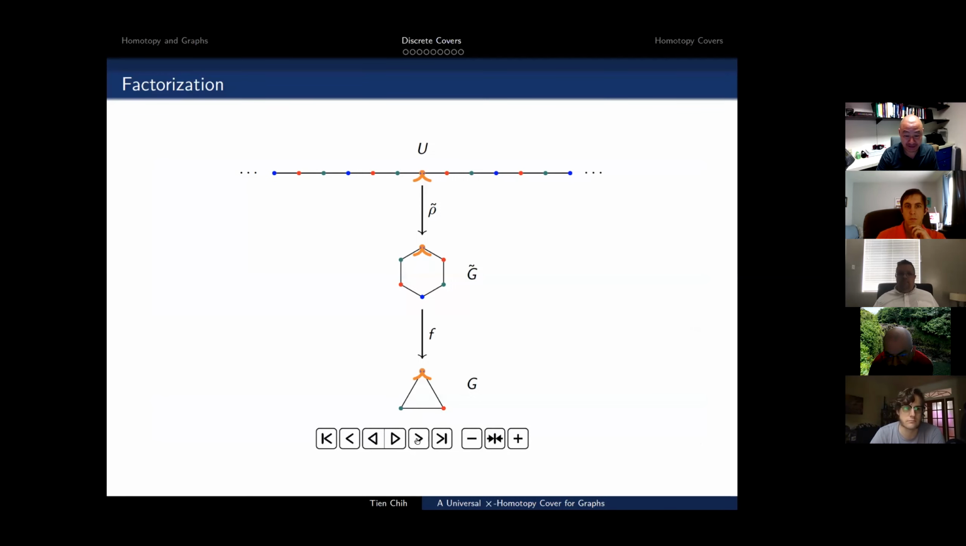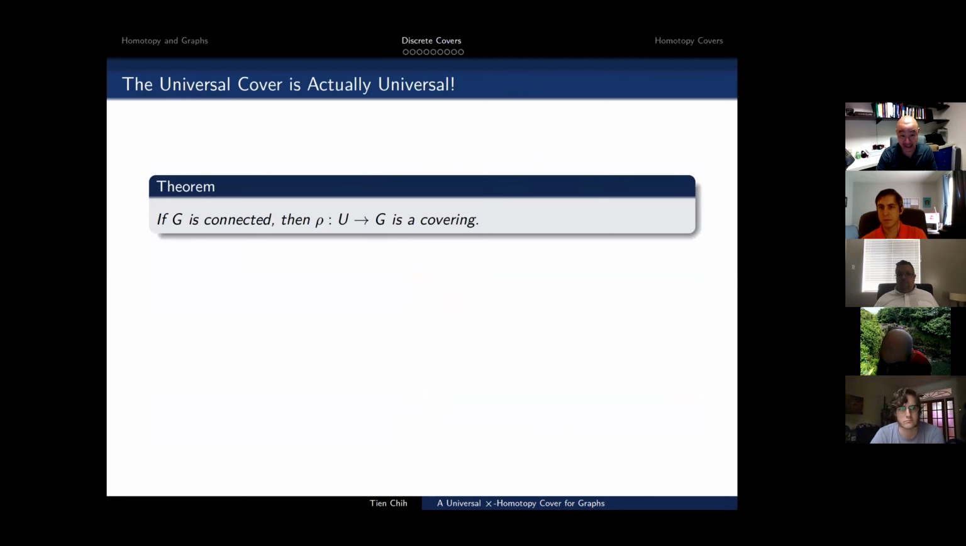And so we have a nice picture of that here, right? I have a walk in G, which corresponds, of course, to a walk in U, which lifts to a walk in G total. Does the universal cover of a graph cover every cover of it? That's right. And that's the next theorem, right?